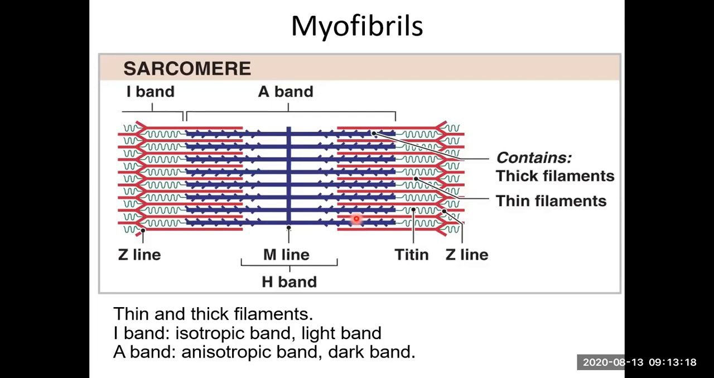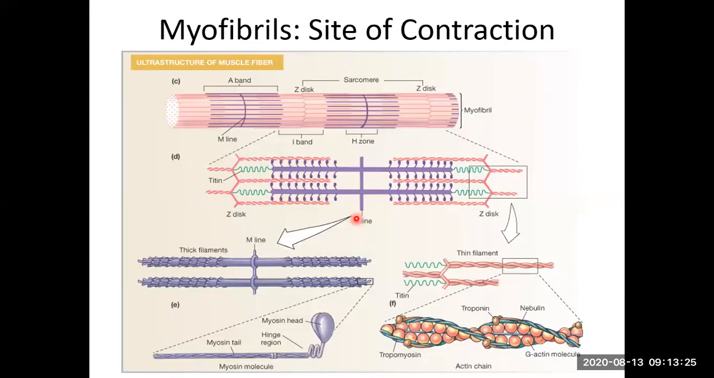Now the question is, how does it work? And what's the pathway? So here is more detail about this sarcomere. Between these two Z-lines is the sarcomere. And here is a Z-line, thin filament, thick filament. Here you see this cross bridge that causes muscle contraction.